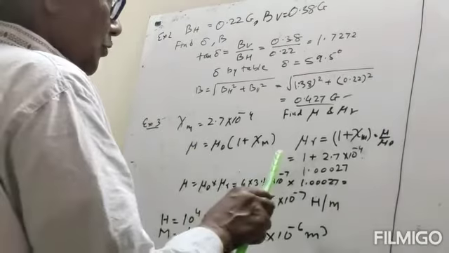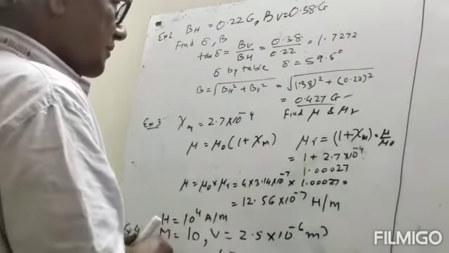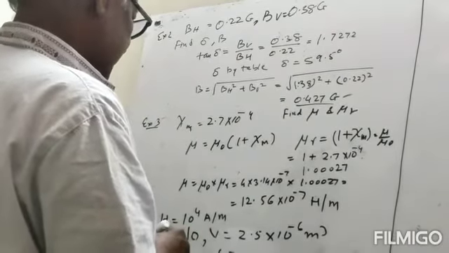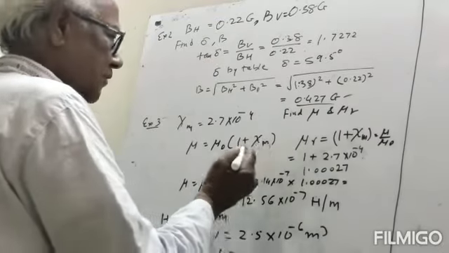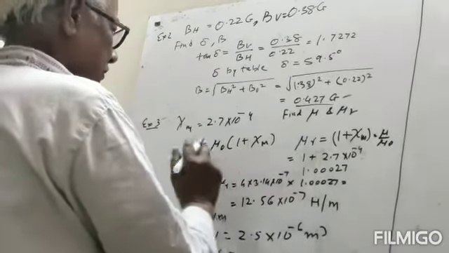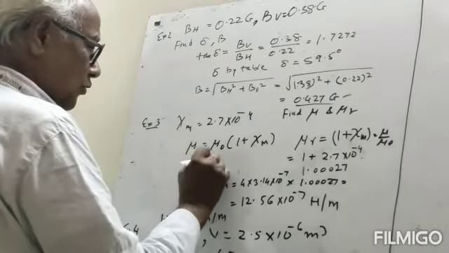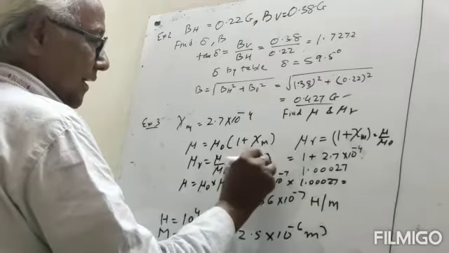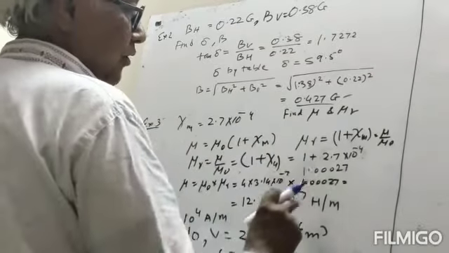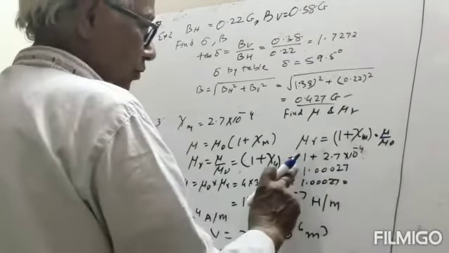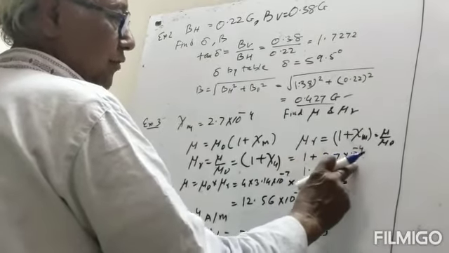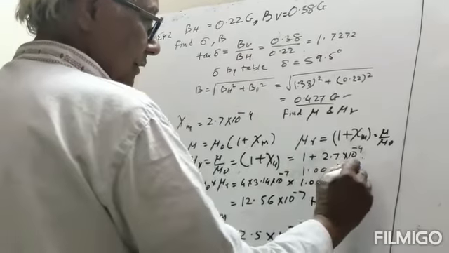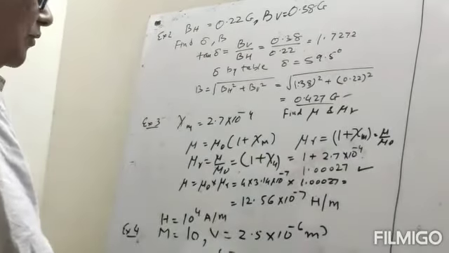So mu will be equal to... Let's find mu r first. mu r will be equal to mu by mu 0, which will be equal to 1 plus chi m. So mu r will be equal to 1 plus chi m. This will be equal to 1 plus 2.7 into 10 raised to minus 4. This will be equal to 1.3027. So this value will be equal to mu r.